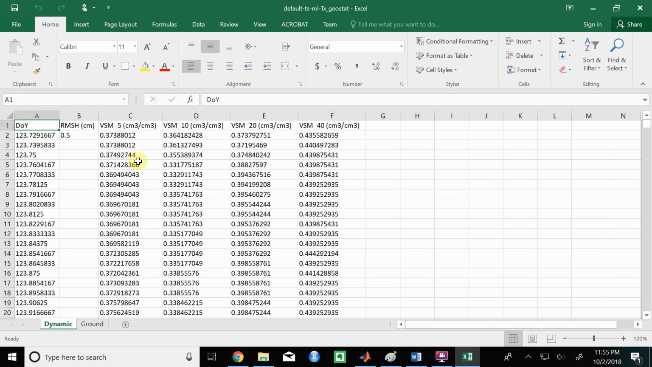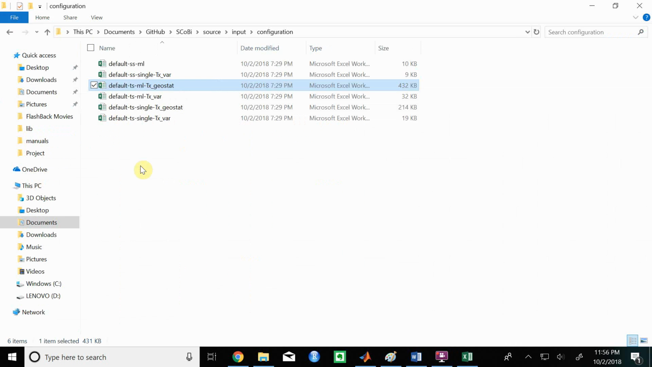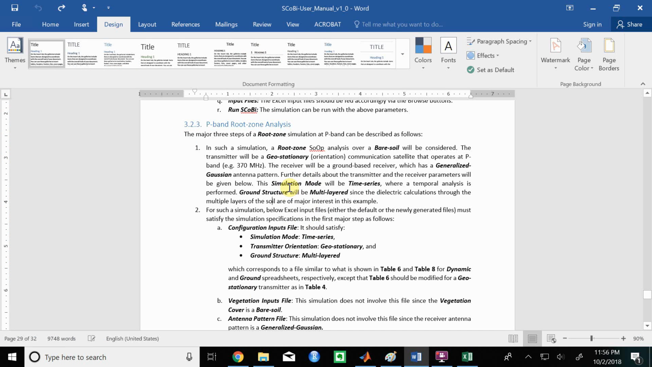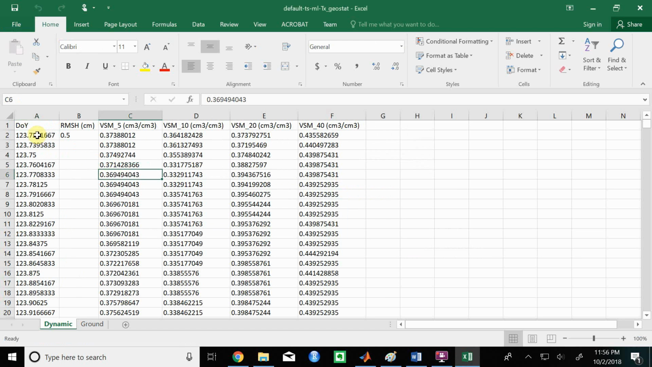Okay, so again, as stated before, the order of these sheets matters, but the names don't. The first sheet is going to be for our variables that change, that vary. Since we declared that this was a time series simulation, our very first column now has to be our function of time, and this is indicated by the day of year. So what this value shows, this is the 123rd day of year.